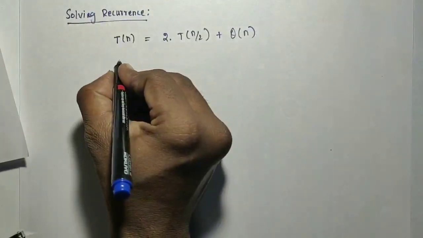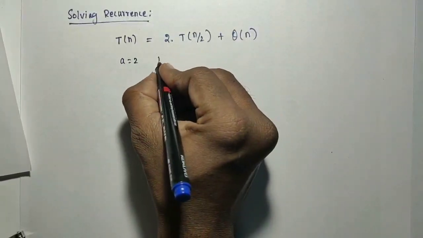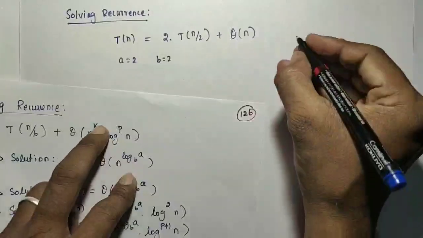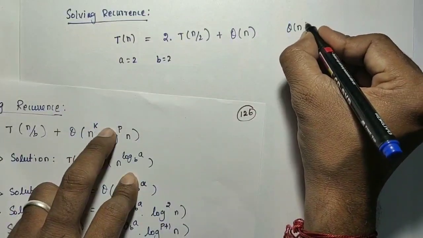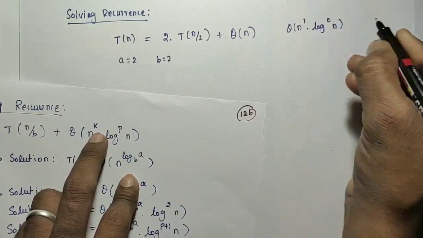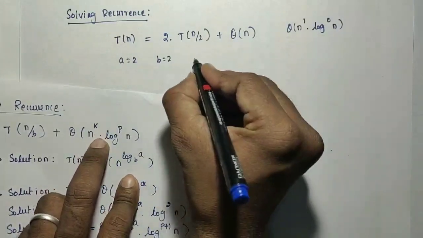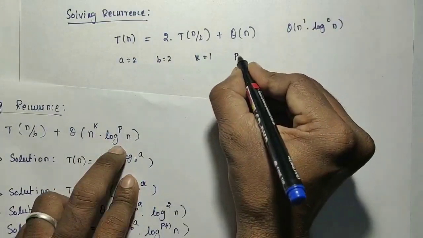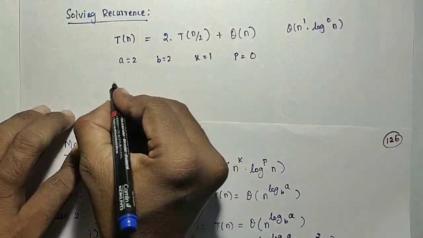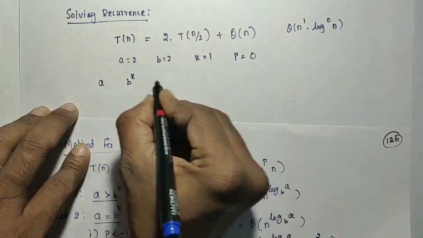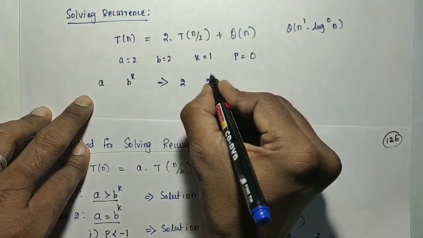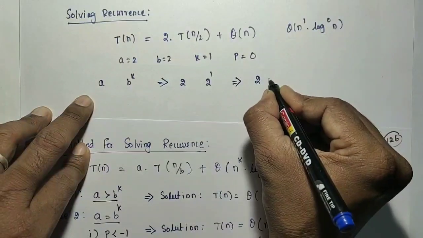So here a equal to 2 and b equal to 2, and this is theta of n. Theta of n can be written as n power 0, that is n power 1 into log n power 0, like this. So the k equal to 1 and p equal to 0. So I need to find a and b power k, which is equal to: a is 2 and b power k is 2 power 1, so 2. 2 equal to 2.